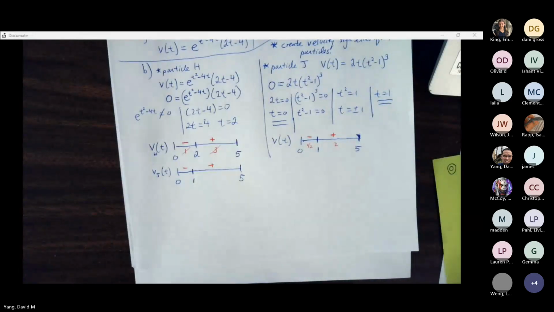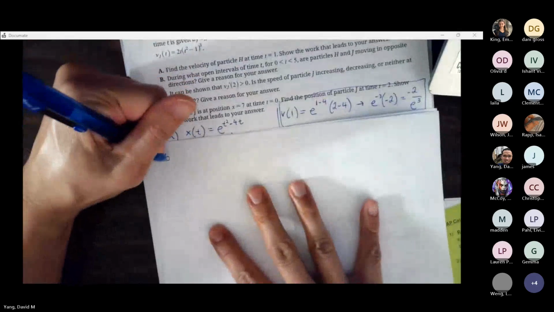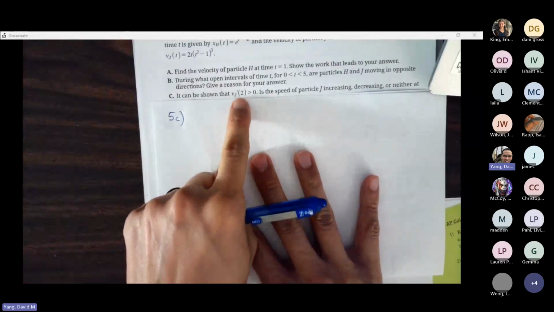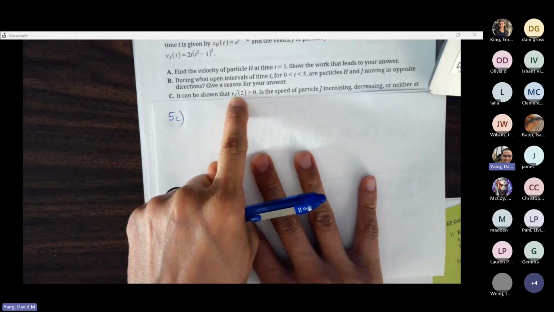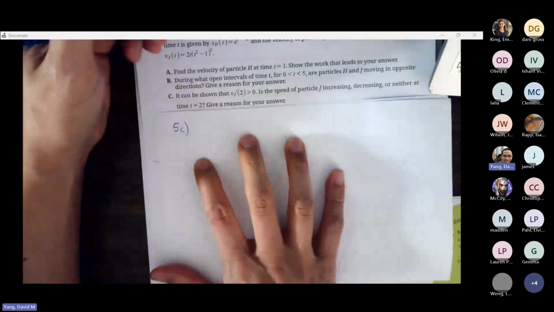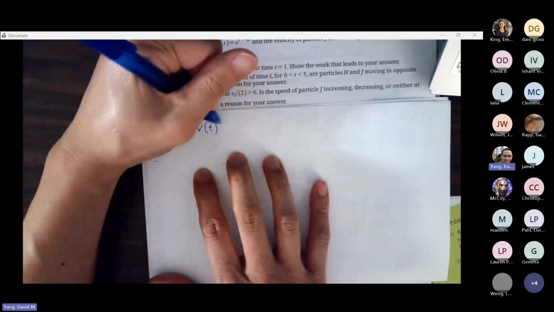Part C. It can be shown that, I know it's hard to see, but that is meant to be a prime, V prime of 2 for particle J is greater than 0. Is the speed of the particle increasing or decreasing at t equals 2? So we're talking about particle J here. So here's V of t for particle J.